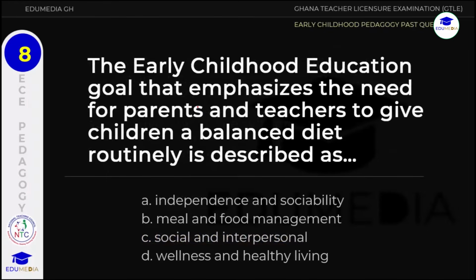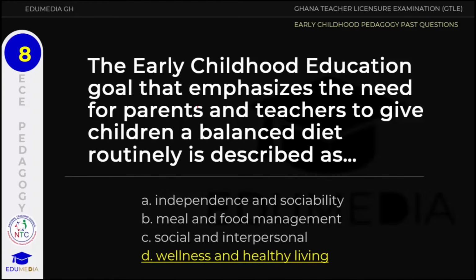Question number 7. The early childhood education goal that emphasizes the need for parents and teachers to give children a balanced diet opportunity is described as: We have A, independence and sociability, meal and food management, social and interpersonal, wellness and healthy living. The correct answer is D, wellness and healthy living.